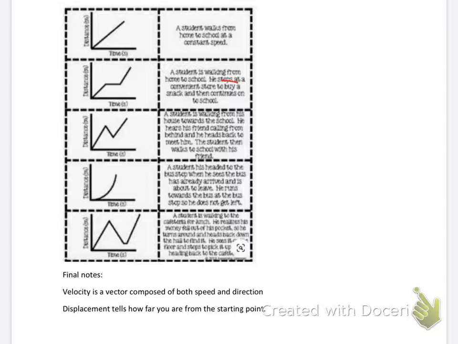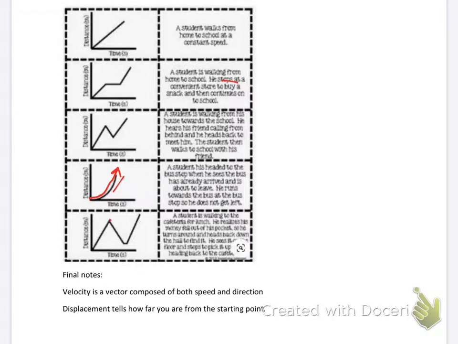Okay, the fifth one. A student's headed to the bus stop, and then he sees the bus, and so he accelerates. So initially he's going pretty slow, and then he has an exponential response to the fact the bus is already there. Okay, and this next one, a student's walking to the cafeteria for lunch.